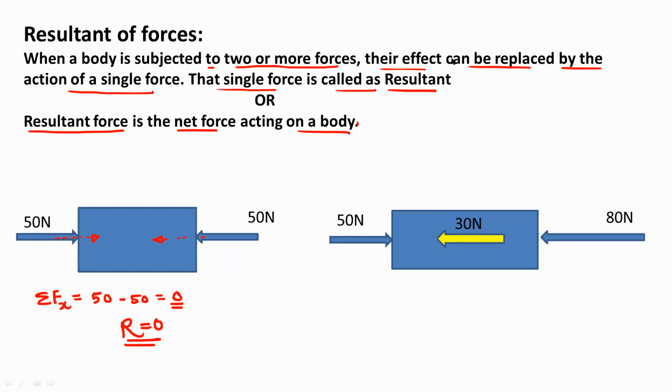Okay, so I hope this meaning is clear. What is the meaning of a net force or the resultant force? The resultant is the net effect of all the forces acting on the system or any object. That is called the resultant force.